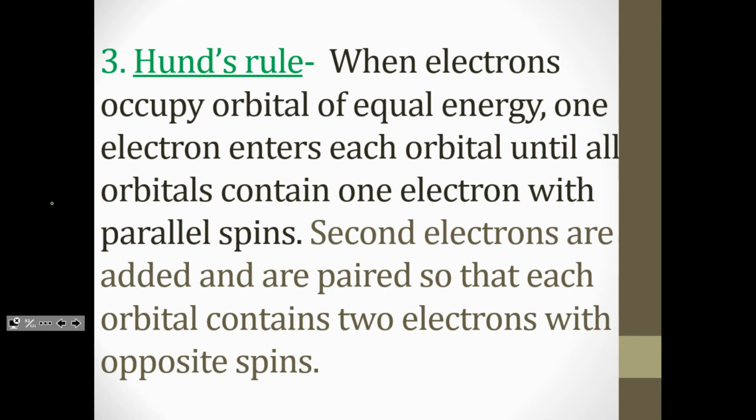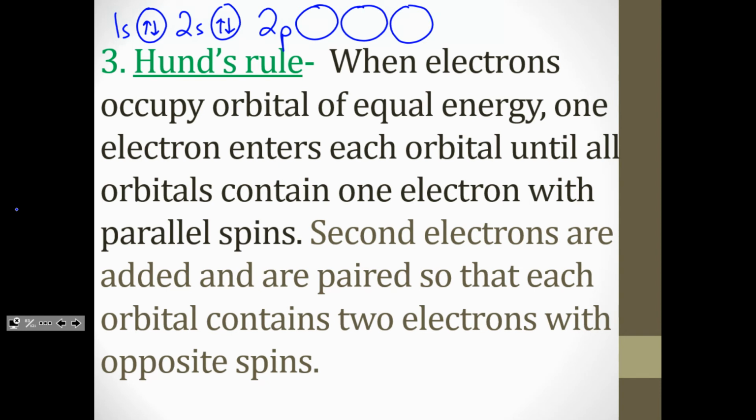The last rule of this video is Hund's rule. When electrons occupy orbitals of equal energy, 1 electron enters each one first until all of them contain 1, and then we can go back in and fill in the second one. So here are the definitions. Let me fill in an example. We have 1s, boom, boom, 2s, boom, boom. Now, 2p is when things get a little strange and we have to follow Hund's rule. It says that when you're filling these in, you can't just go in and fill in all the arrows at once. You have to give everybody an electron first.